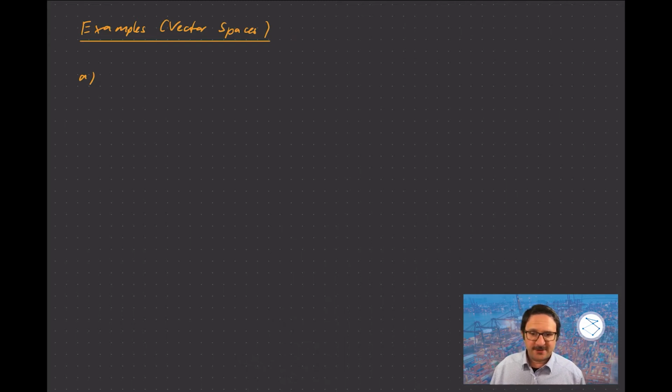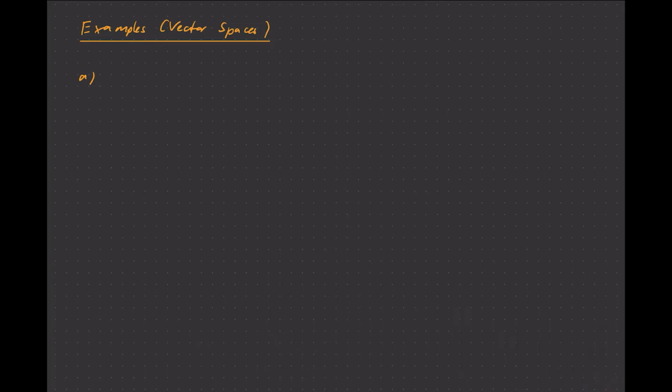One prominent vector space, of course, is R to the n. We've already talked about this, and this will actually be the most important one for this lecture. But in this example, I'd like to have a look at a more exotic vector space. And I'll start with a simple one.